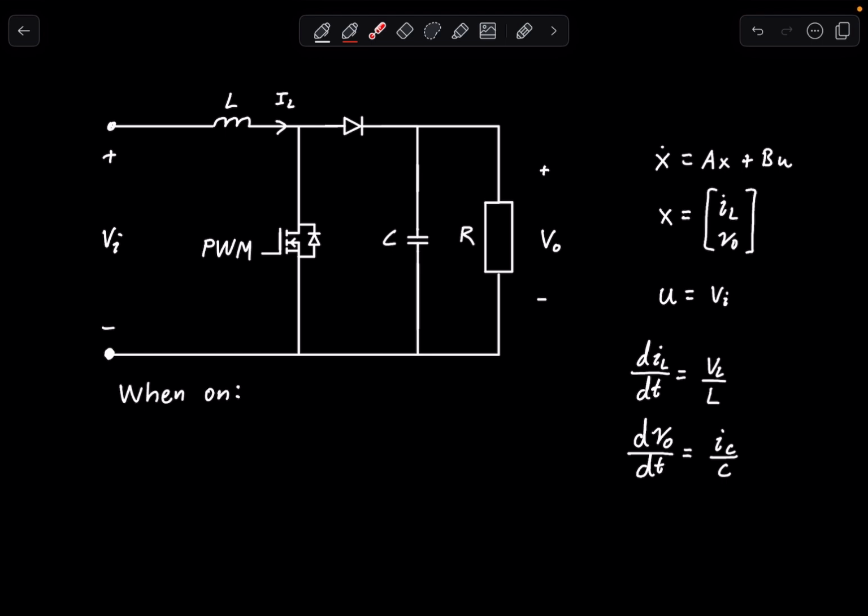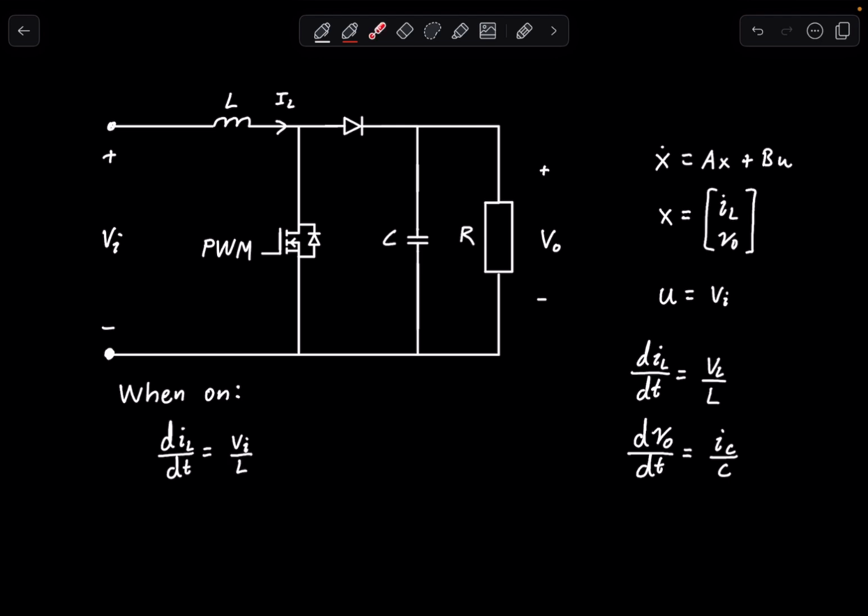First, we're going to look at the boost converter when the MOSFET is on. So when the MOSFET is on, there's just a wire here. So there is 0 voltage here, which means that the voltage over the inductor is equal to VI. So we can now substitute VL with VI in this equation. So the change of current over time is therefore equal to VI over L.